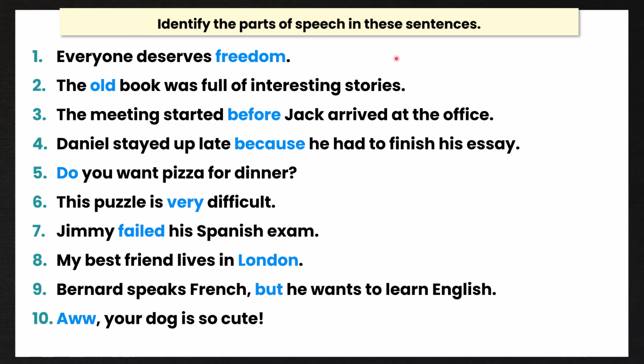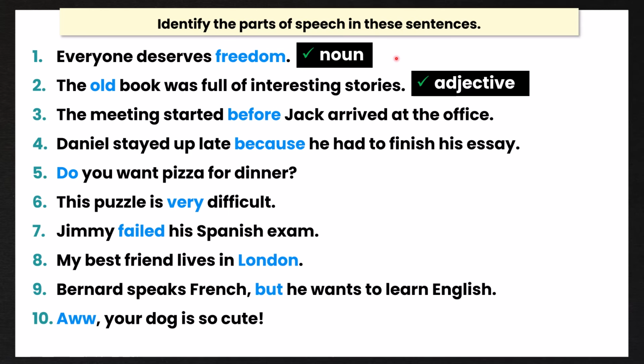Now let's correct these together. Number 1, freedom is a noun. Specifically, it's an abstract noun because it names an idea or a concept. Number 2, old is an adjective. It describes the noun book. Number 3, before, is a preposition. It shows the relationship in time between started and arrived.